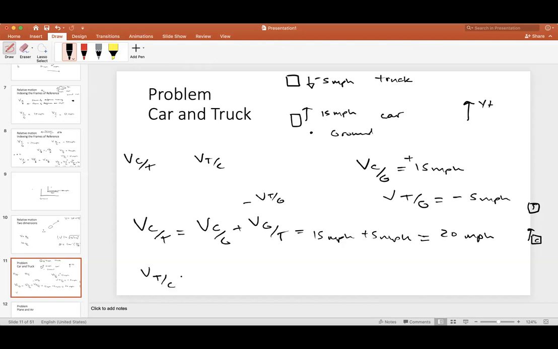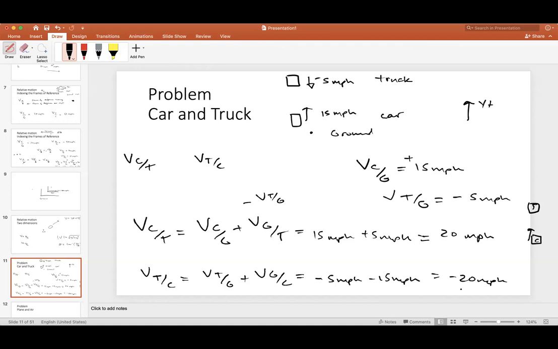Similarly, truck versus car would be truck over ground plus ground versus car. Truck versus ground was -5 miles per hour. Ground versus car, flip that, is -15 miles per hour. And I get -20 miles per hour.